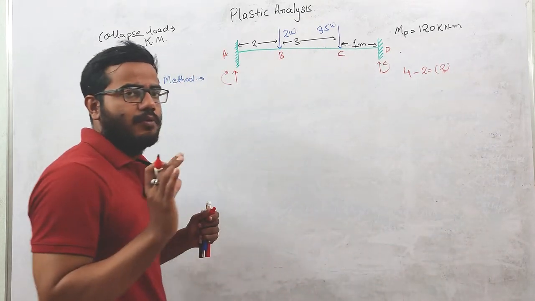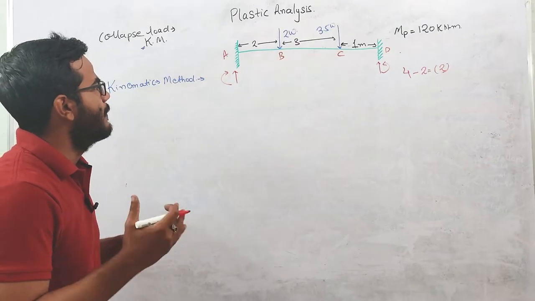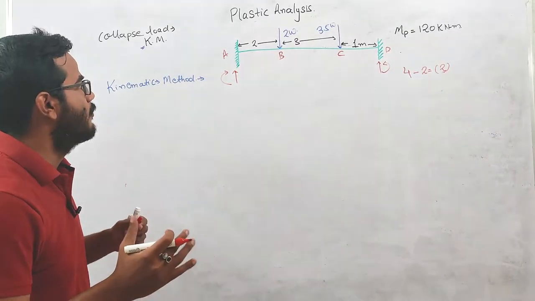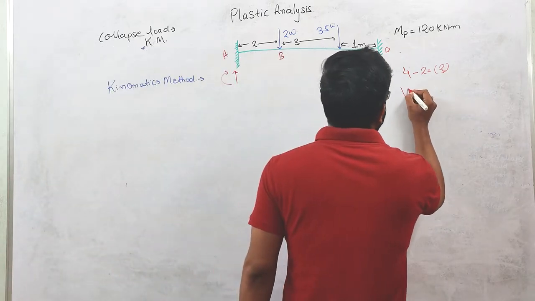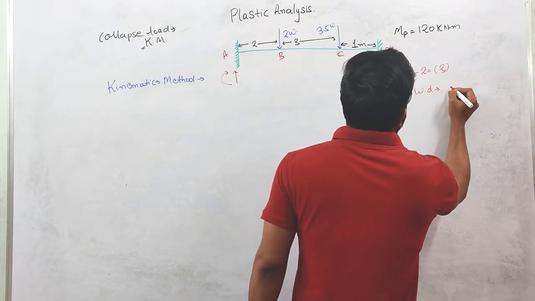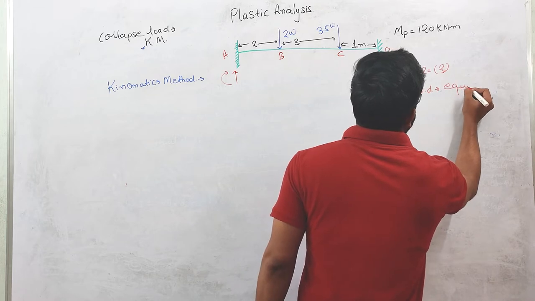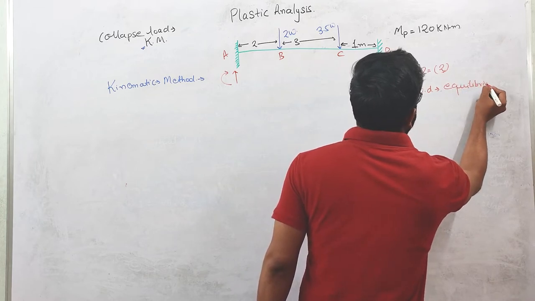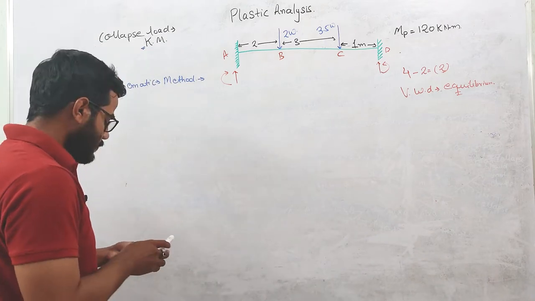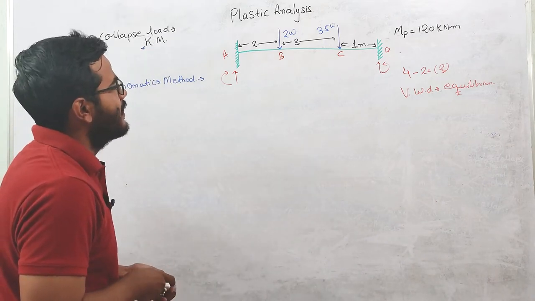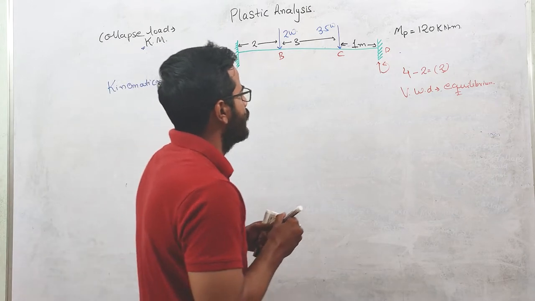And remember that this virtual work done method is applicable when the structure is in equilibrium. I forgot to tell that thing, right? So for the virtual work method, the equilibrium condition is a must. The structure should be in equilibrium. So now, the static indeterminacy of this structure is basically 2.